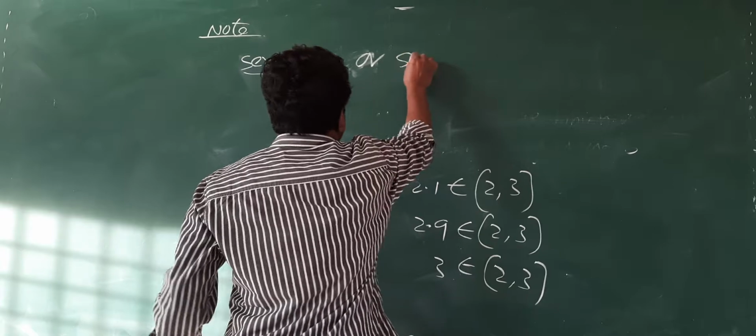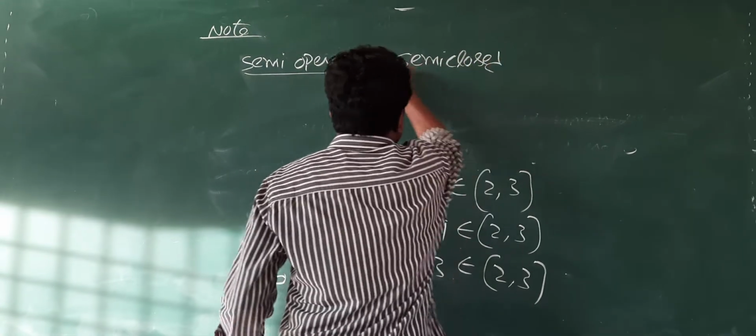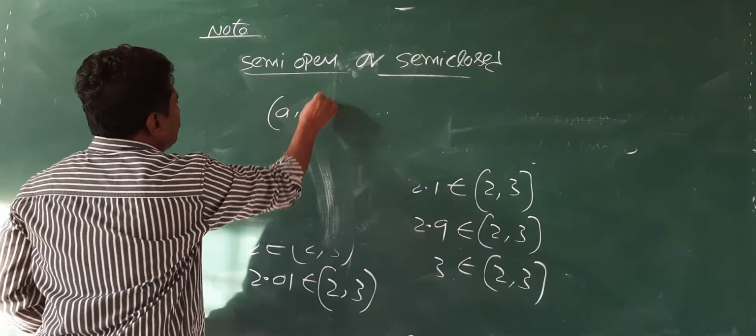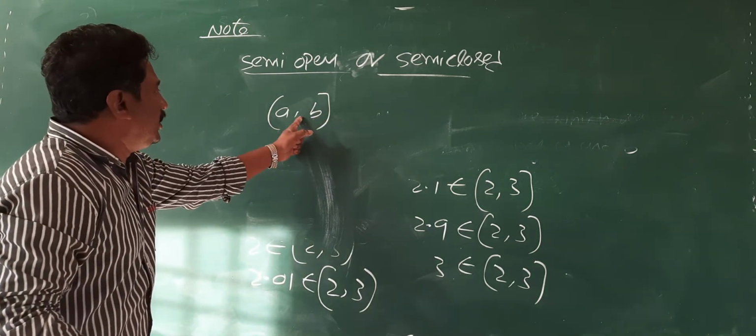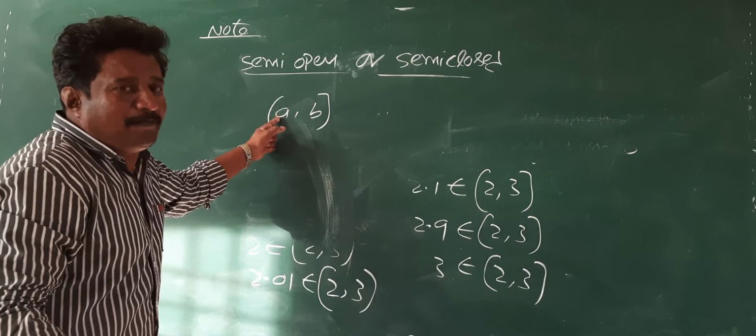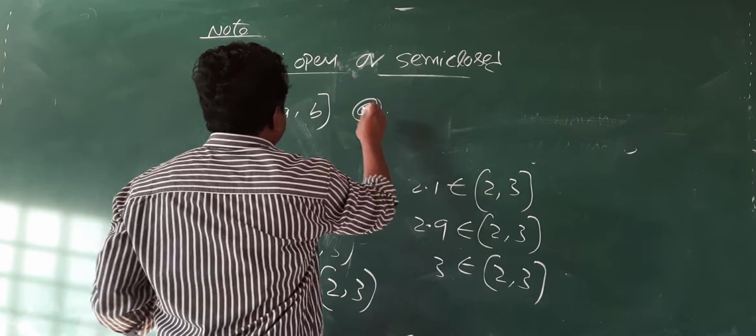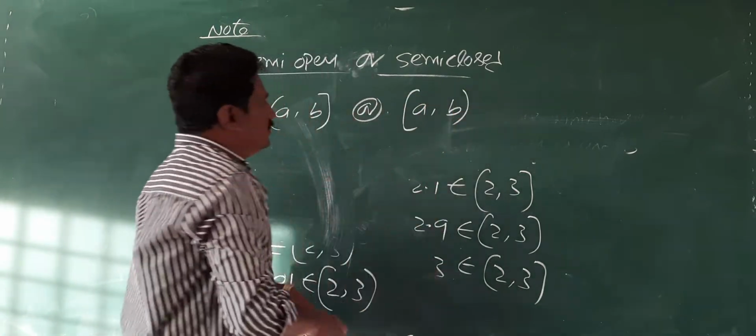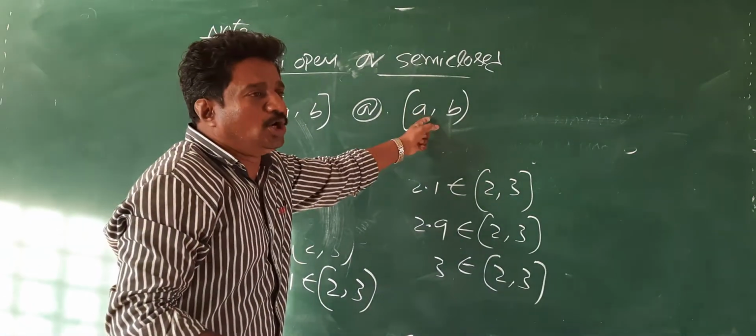Semi closed. So look at this. A, B. This right side is closed, B included. Left side is open. A is not included. So right. A, B. In this case, left side number is closed.